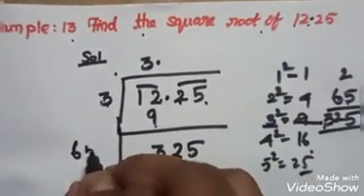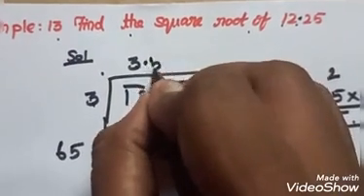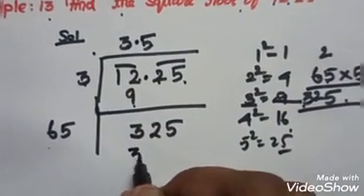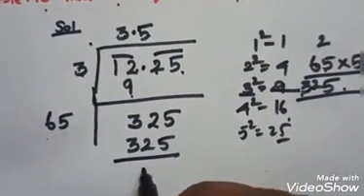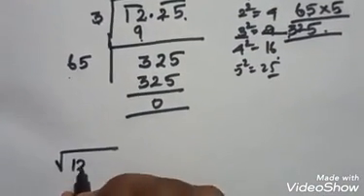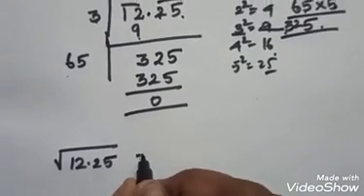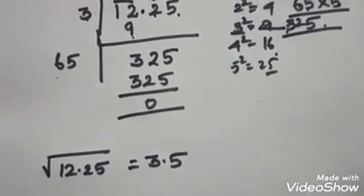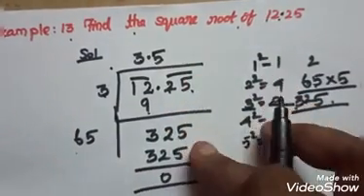So we take 5 here, and here you just multiply this 5 into 65. You get 325, and the remainder is 0. What is the value? So the square root of 12.25 is equal to 3.5. That's all. The procedure, there is no change.